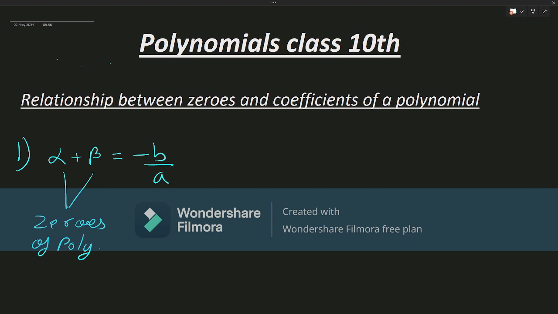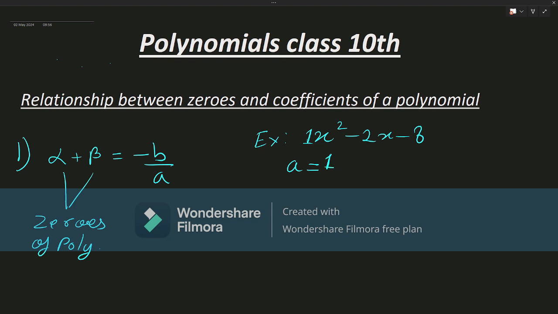Now you might be wondering, so what is minus b upon a? Even if you understand what is minus b upon a, how do you implement the values? Just for example, I have a polynomial x square minus 2x minus 8. Now, let's take a, b and c as the values here. Wait, let me give some more space. So, a value will be 1.